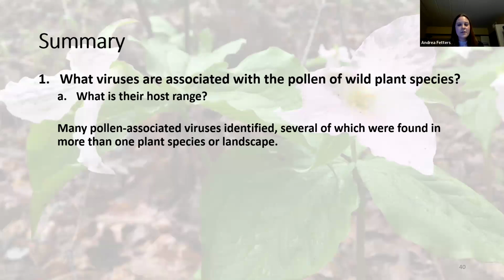If this is in fact true in other systems and for other plant species, pollen-associated viruses, if they're actually harming the plant, could threaten wild plant biodiversity, especially if the pollen-associated viruses originate in a crop plant species, for example.